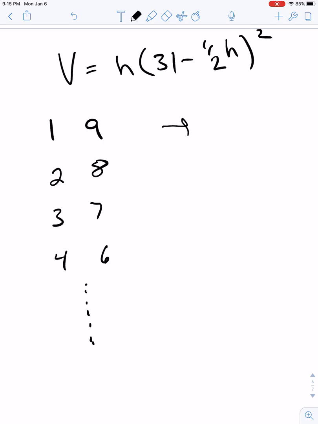If we square 9, we get 81 plus 1, that's 82. That's the sum of their squares. Sum of the squares here, 64 plus 4, so 68. We keep doing this until we find the lowest sum of their squares. So the lowest value in this right-hand column.